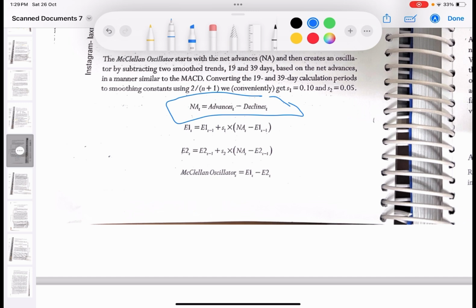So it creates an oscillator by subtracting two smoothed trends. The Macmillan oscillator basically has the net advances, and once you have the net advances, it creates an oscillator by subtracting two smoothed trends, and the two smoothed trends are 19 as well as 39, based on the net advances in a manner similar to the MACD, converting the 19 and the 39 calculation periods into smoothing constants by 2 upon n plus 1. So you are first going to calculate the net advances, and then subtract the two smoothed trends, 19 and 39, using the smoothing constant 2 upon n plus 1.